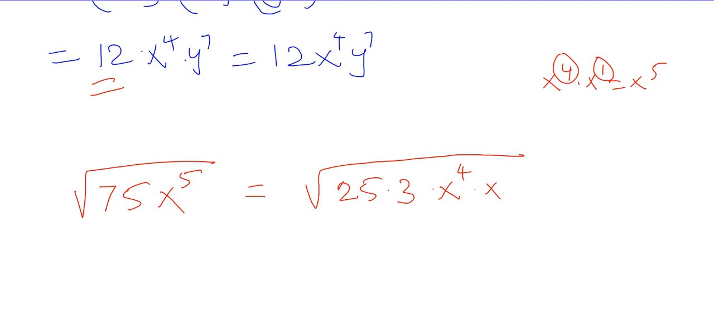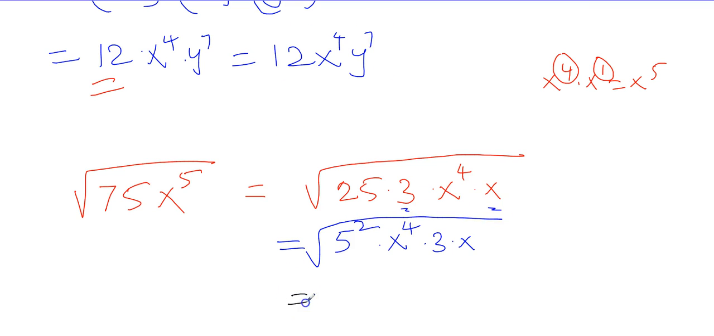Okay, so from this you have 25 is 5 squared, x to the 4th power, I'll write here x to the 4 times 3 times x. They are by themselves, 3 and that x, of course with the square root over there. So now the square root of 5 squared is just 5. Square root of x to the power of 4, like we discussed just now, half of 4 is 2, so I can write x squared.